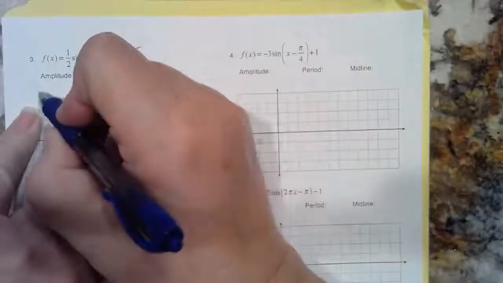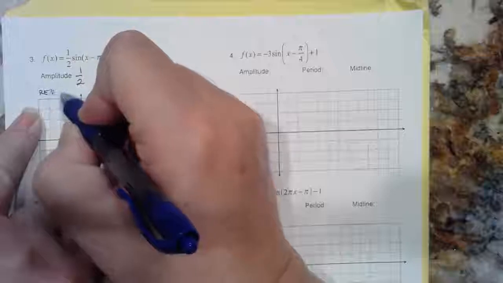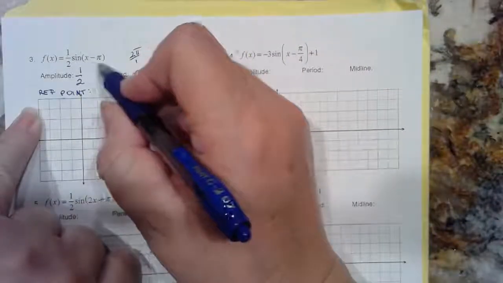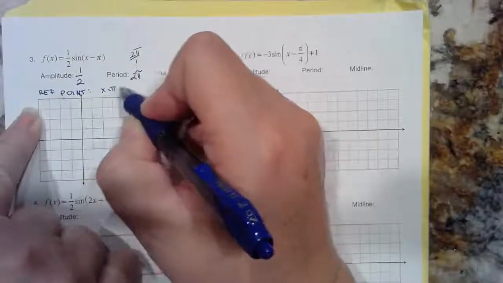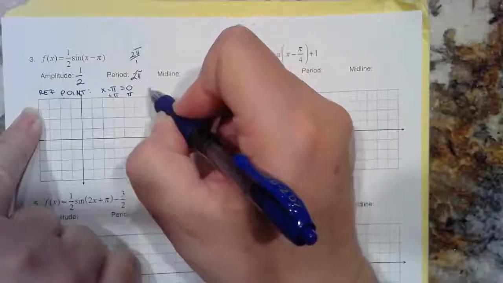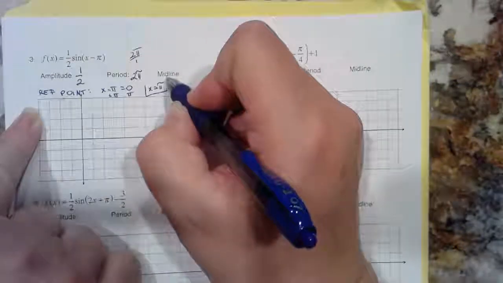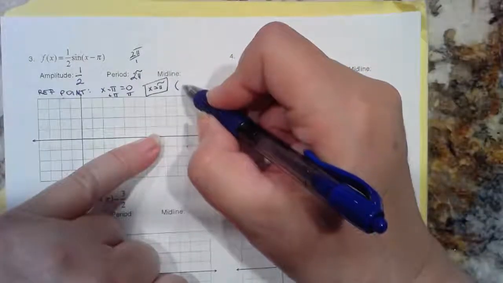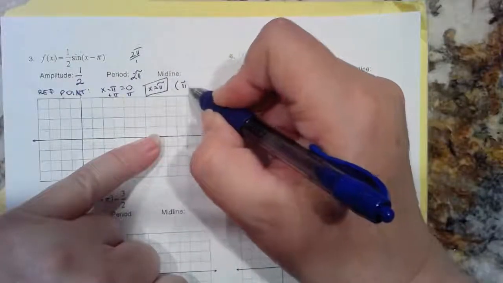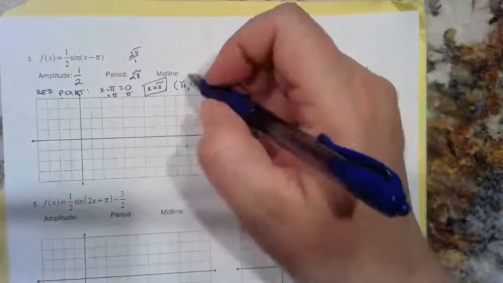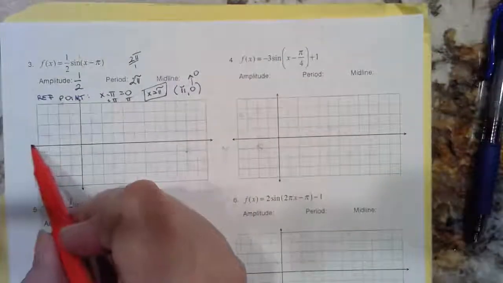My reference point is going to be, now notice I have x minus pi. I'm going to make it equal to 0. So you're going to add pi to both sides. X is equal to pi. But because I don't have anything else after that, my reference point is going to be pi, comma, 0. So my midline is going to be 0. So this is going to be my midline again.